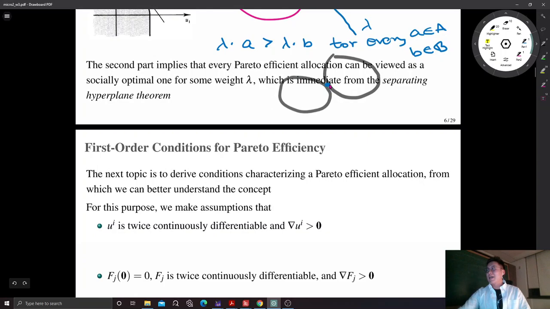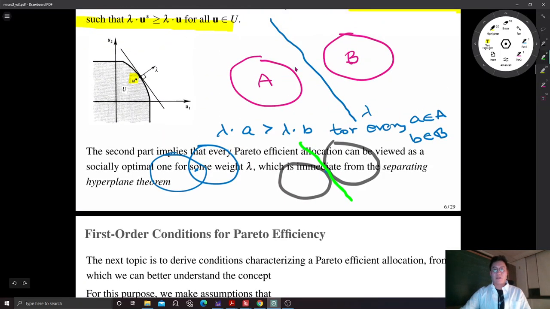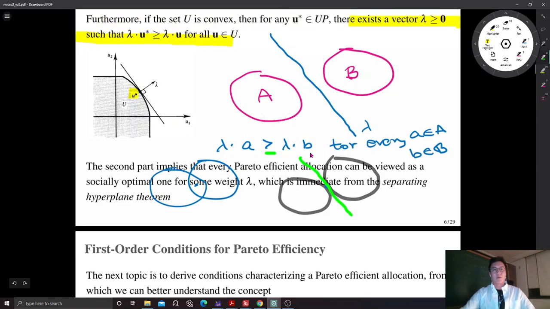In other words, they do not have common interior points like this. Okay, then they have some common points, but only on the boundary. Then still, if these two sets are convex, we have a separating hyperplane. But for this case, unlike the previous two cases, the inequality is now a weak inequality. We have this separating hyperplane theorem.